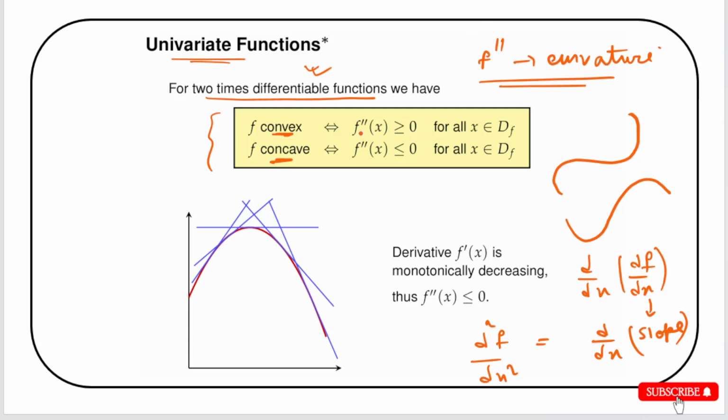So if you see, for a convex function, the change in the slope is greater than or equal to 0. The slope changes in an increasing fashion. And for a concave function, the slope increases at a decreasing fashion, right? Here you can see the slope increases at a decreasing fashion. So this is what you have as the concave function rule.